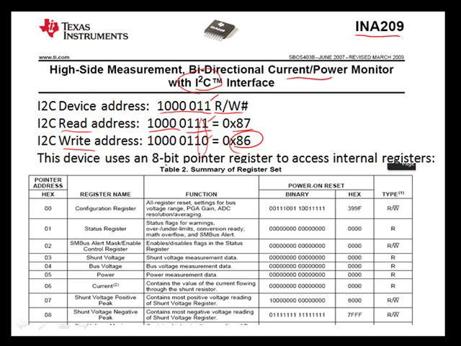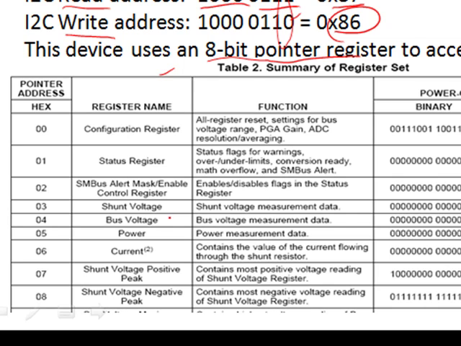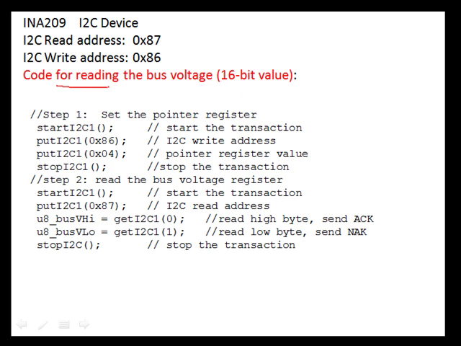It turns out that this particular device also uses a pointer register to access internal registers, and this table right here shows a partial listing of the registers inside the device. This device has many registers inside of it. They're all 16 bits wide, and let's say that we're interested in this register right here, the bus voltage register. This will return the bus voltage that it's measuring. Let's write some code to read the bus voltage.